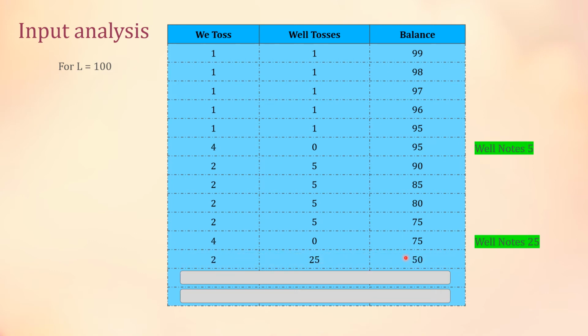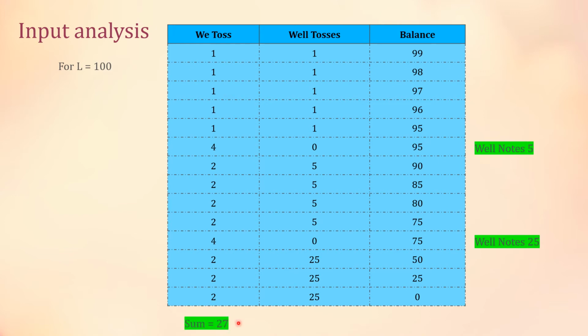So from 75 we get a balance 50, and we can do this again. Toss 2 coins, we get 25 lilies and the balance is 25, and doing it the last time we get balance 0. So if we add up all these numbers, we get a sum equal to 27. This is the optimal solution. You can try other combinations on your own, but you will not get a lesser sum. The least sum is 27.